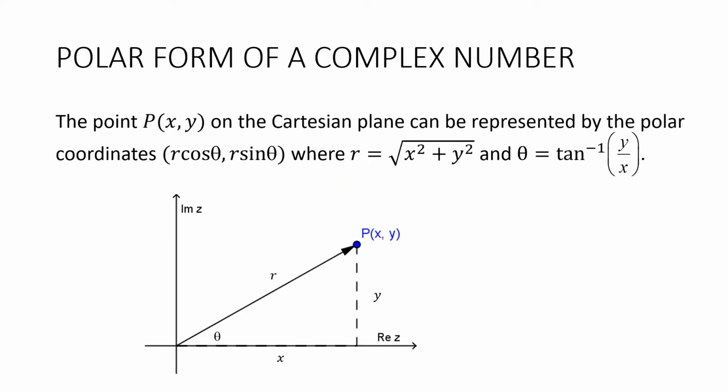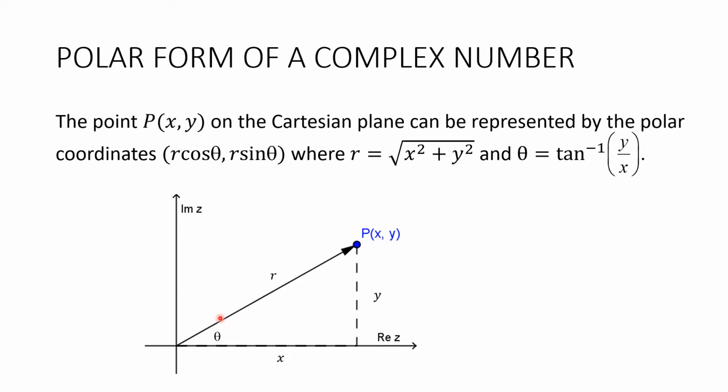Okay, let's move on to polar form. The point P (x, y) on the Cartesian plane can be represented by the polar coordinates (r cos theta, r sin theta), where r is equal to the square root of x squared plus y squared, and theta is equal to inverse tan of y on x. Now, you've done this before when you looked at the unit circle. So it's just simple trigonometry.